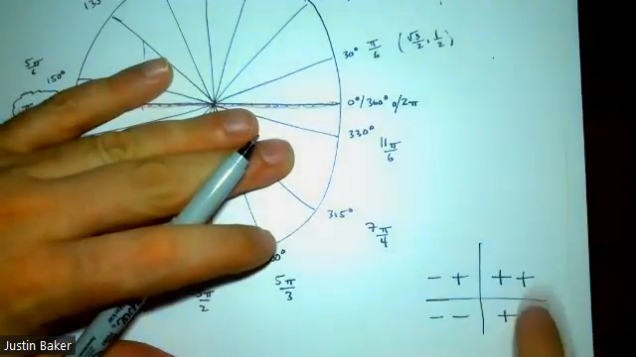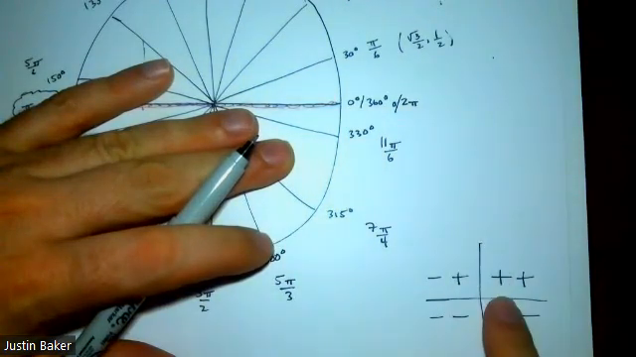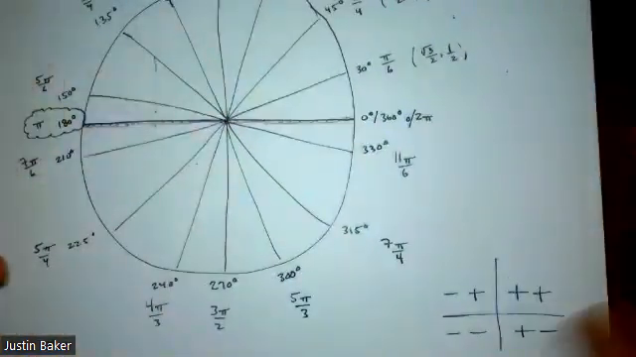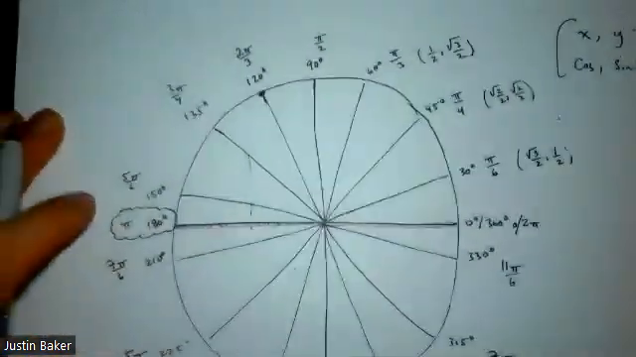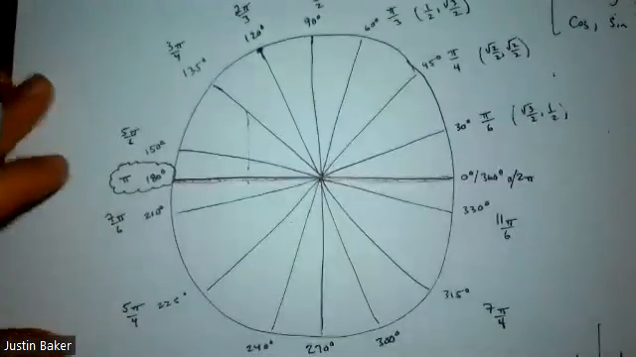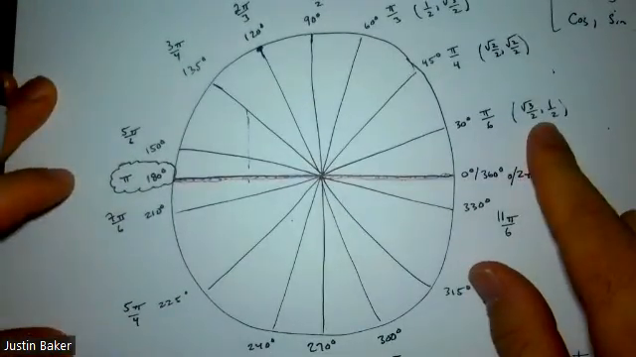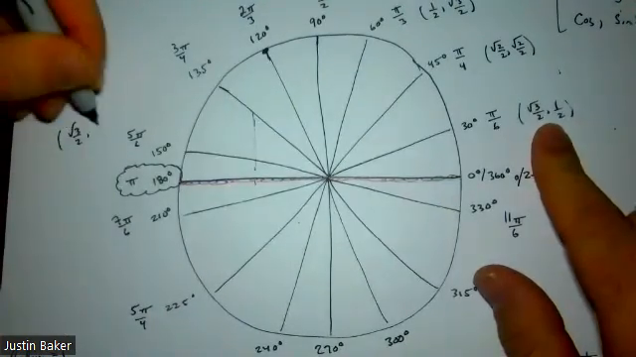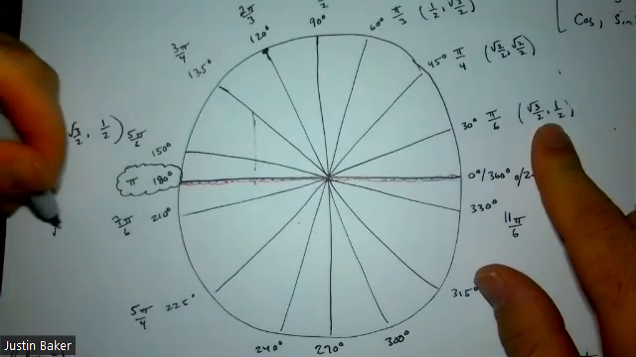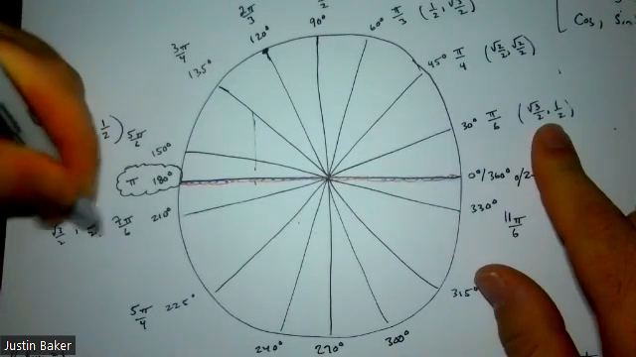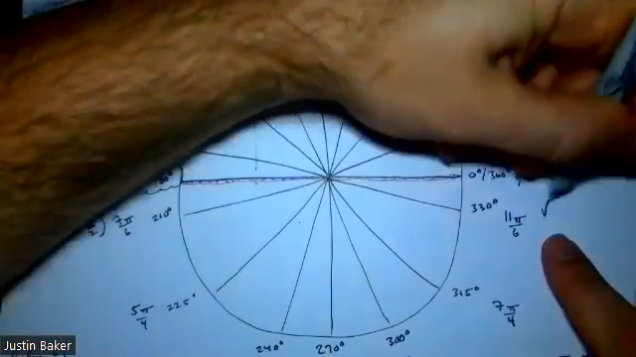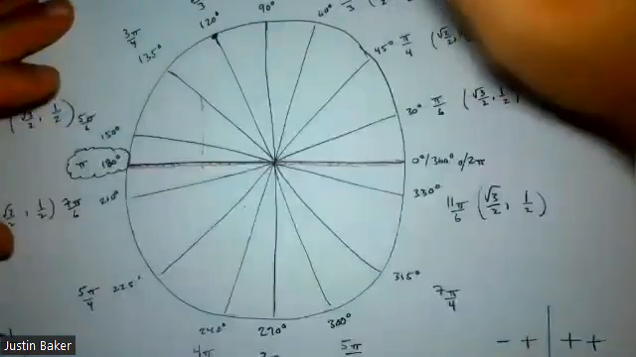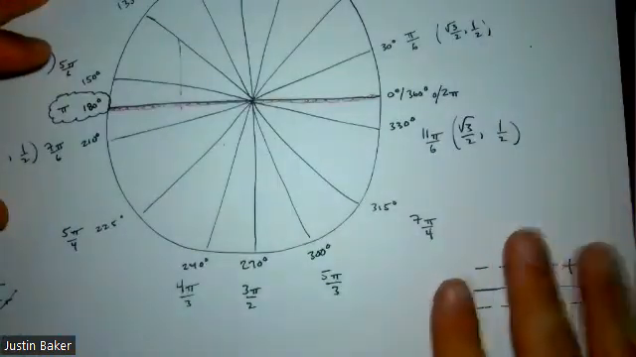Now, hopefully these symbols make sense to you based on quadrant location. All of the 30-degree angles have this ordered pair. So at a 30-degree angle, it's going to be root 3 over 2, comma, 1/2. The only thing you have to do is add in these symbols.